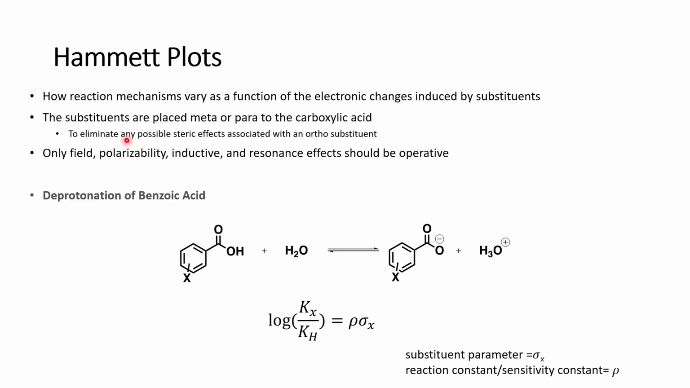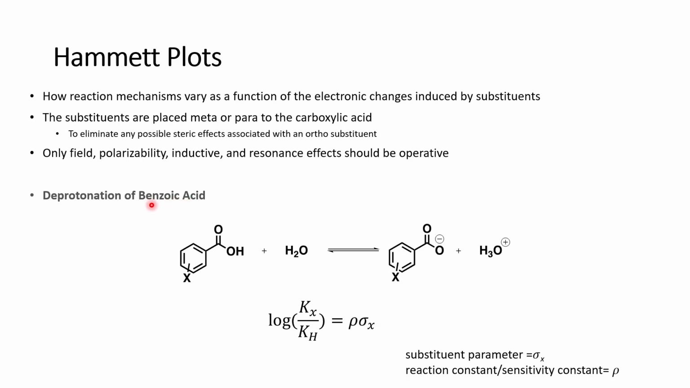Now we know the different substituent effects. We can have a look at Hammett plots. So Hammett plots are basically there to picture how the reaction mechanisms vary as a function of the electronic changes induced by the substituents. So from the Hammett plots, a scale has been defined to measure the ability of a substituent to influence the acidity of benzoic acid.